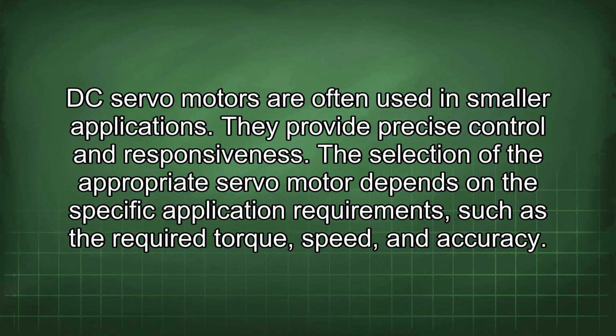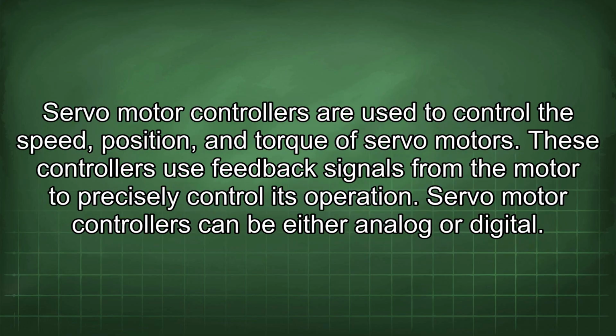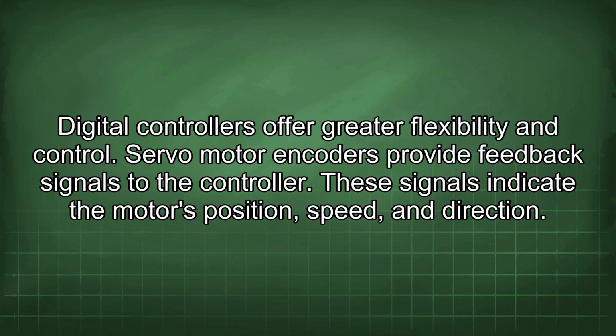The selection of the appropriate servo motor depends on the specific application requirements, such as the required torque, speed, and accuracy. Servo motor controllers are used to control the speed, position, and torque of servo motors. These controllers use feedback signals from the motor to precisely control its operation. Servo motor controllers can be either analog or digital.